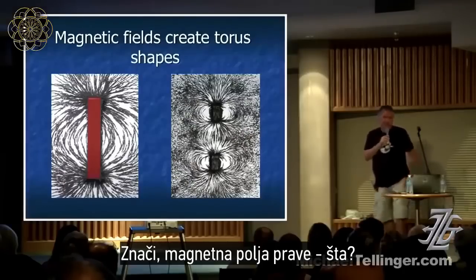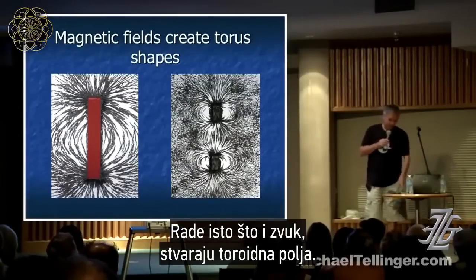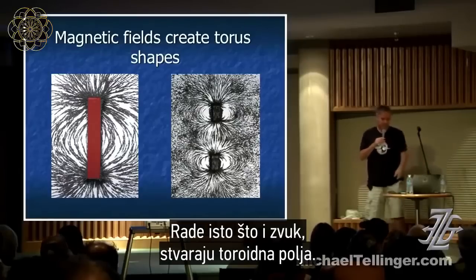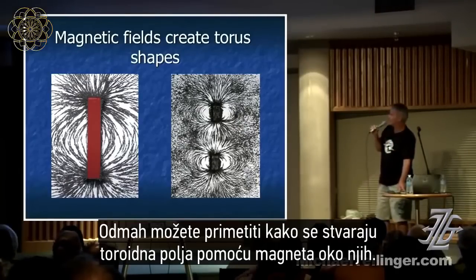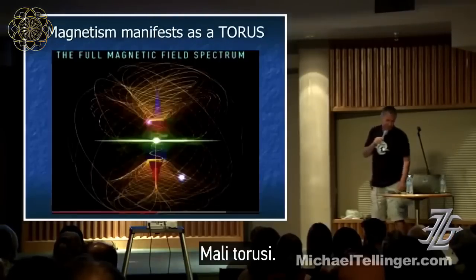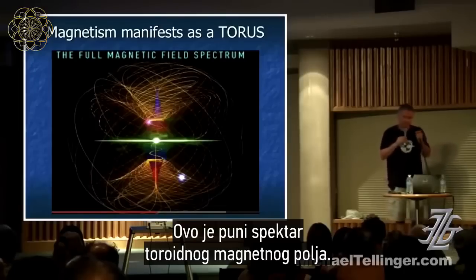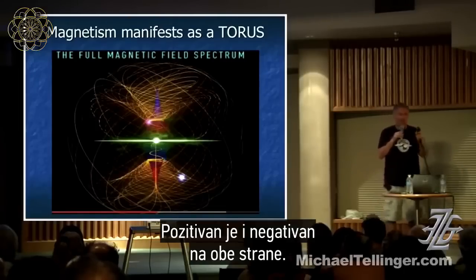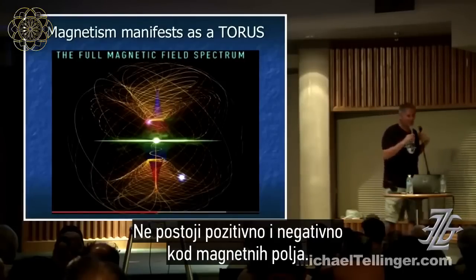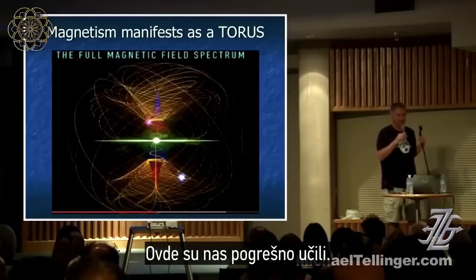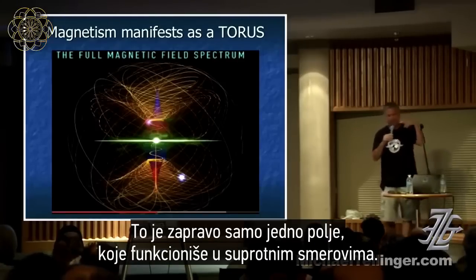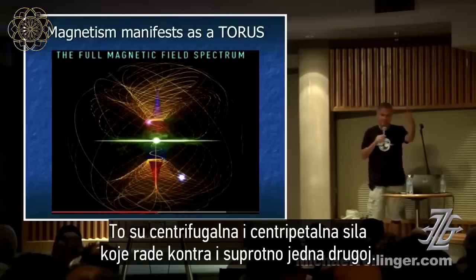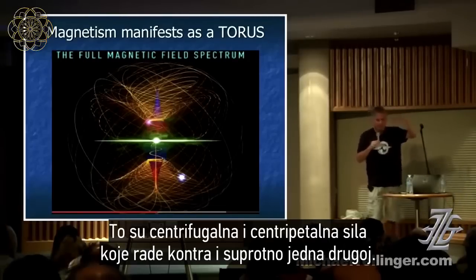Fantastic. So magnetic fields do what? They do exactly what sound does. They create toroidal fields. If you do this, you immediately see the toroidal fields being created by magnets around them. Little toruses. And this is a full magnetic field, toroidal field spectrum. It's both positive and negative on both sides. There is no positive and negative in magnetic fields. This is where we've been incorrectly taught. It's actually just one field that works in opposite directions.